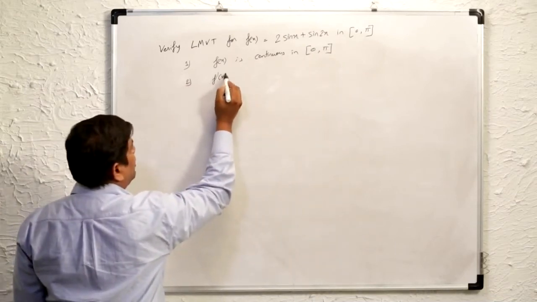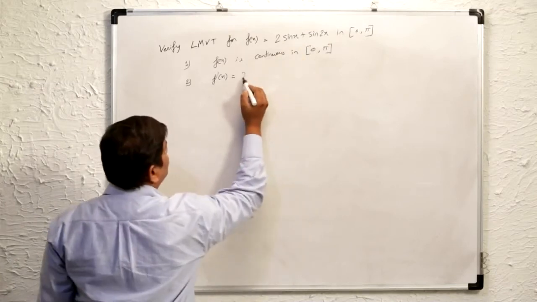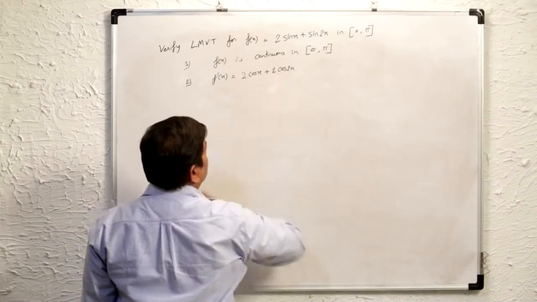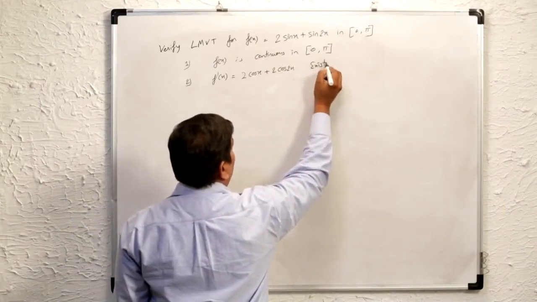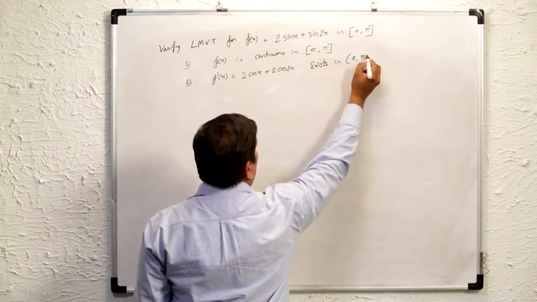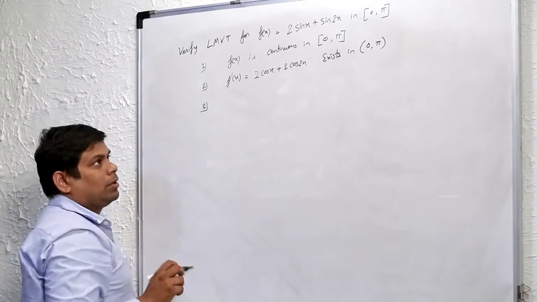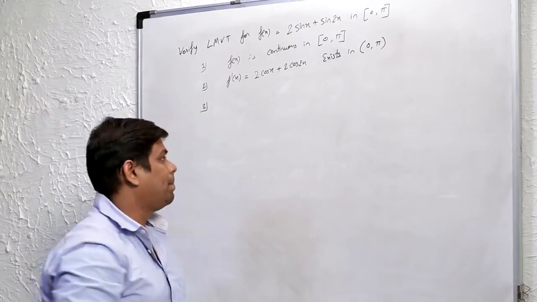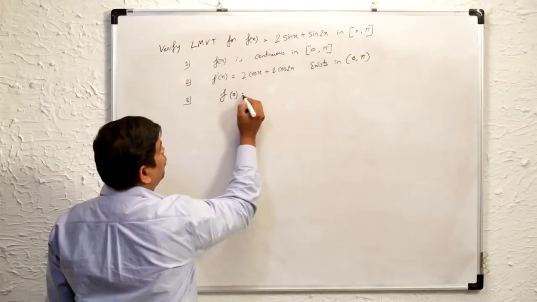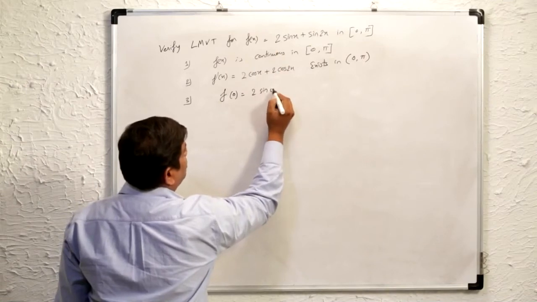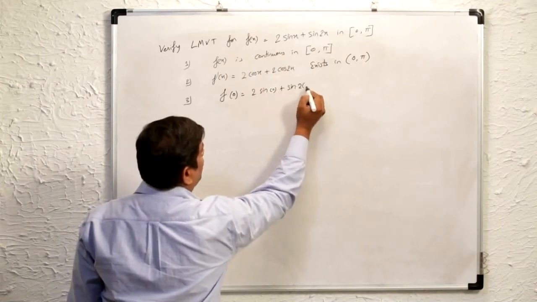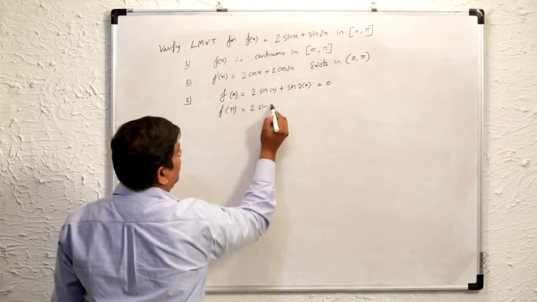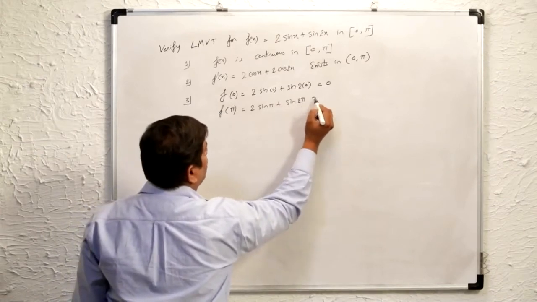Second, f dash of x is, what is the derivative of this fellow? Write 2 cos x plus 2 cos 2x exists in open interval 0 comma pi. Third statement, you do not have to show that f of a and f of b are equal, but you have to find f of a and f of b. In this case, your f of 0 is 2 sin 0 plus sine of 2 times 0, going to be 0. F of pi is 2 sine pi plus sine 2 pi, again 0.